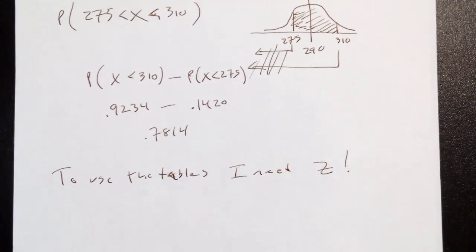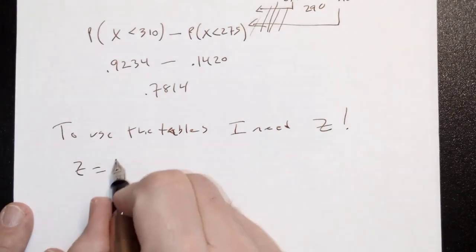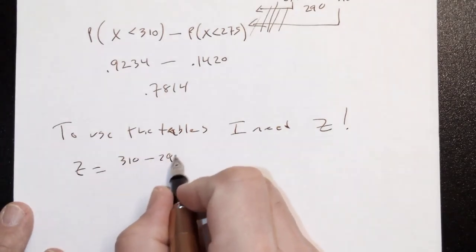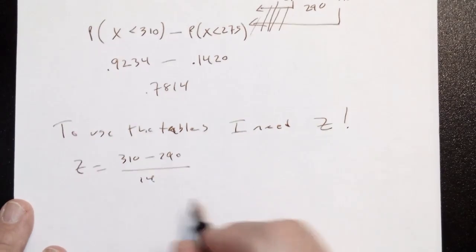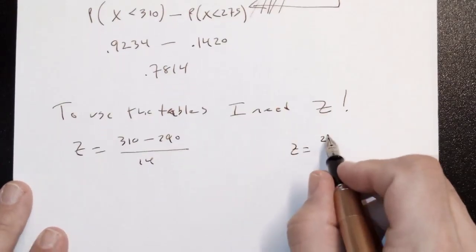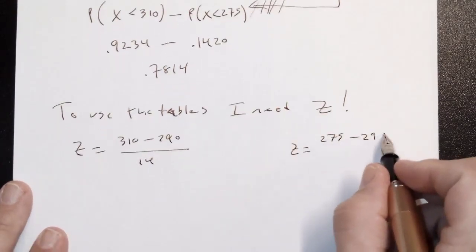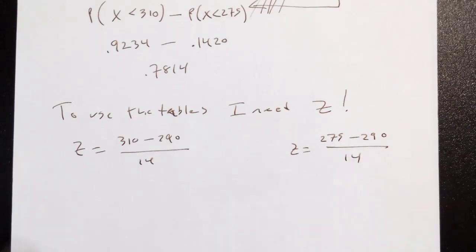And again, I can do the Z's for each of these. 310 minus 290 over 14, or 275 minus 290 over 14. So you can absolutely give me the two Z scores, and then we can go to the table and do exactly the same thing, looking the numbers up on the table.